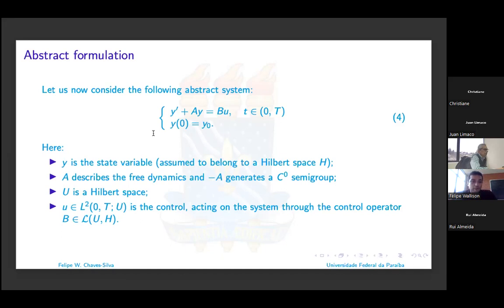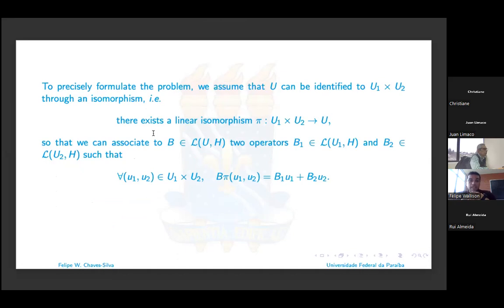So let me do that. I need to be a bit careful, because I have to explain how, for instance in Stokes, the two controls that I want to act are written in an abstract framework. I will suppose that we can identify the space U with two other Hilbert spaces, U1 and U2. This is just a technicality, but okay, just write U as U1 times U2. And then your operator B will be just B1 U1 plus B2 U2. Without further technicalities, this is what we are doing.